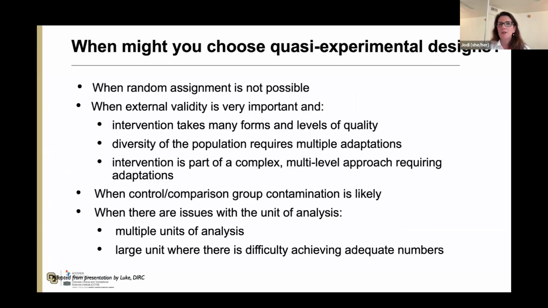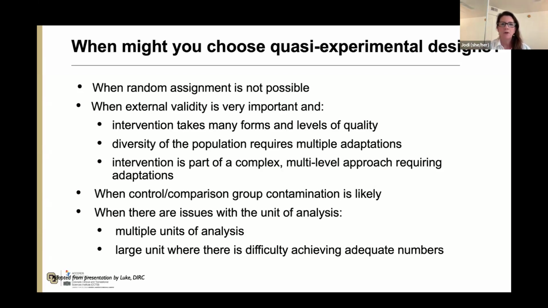So now let's quickly go on to quasi-experimental designs. This is when random assignment is not possible or you choose not to. And it's when external validity is very important and the intervention takes many forms and levels of quality, diversity of the population, requires multiple adaptations. We're going to hear about adaptations next from Borshika. Intervention is part of a complex multi-level approach requiring adaptation. So adaptations feature in these quasi-experimental designs.